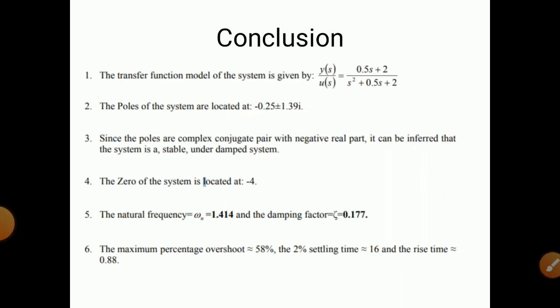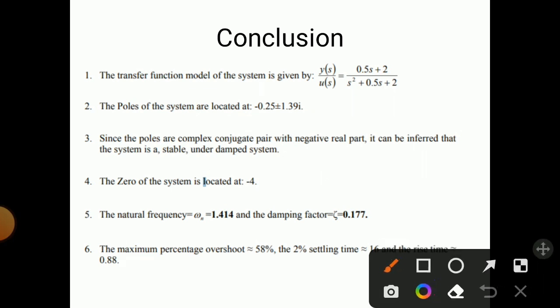After studying this experiment, the conclusions are something like this. The transfer function model of the system, which we calculated in the first step, is Y of s upon U of s equal to 0.5s plus 2 divided by s square plus 0.5s plus 2. From this transfer function we got the poles. The poles are minus 0.25 plus or minus 1.39 i. How did we calculate the poles? The poles are nothing but the roots of the denominator equation.